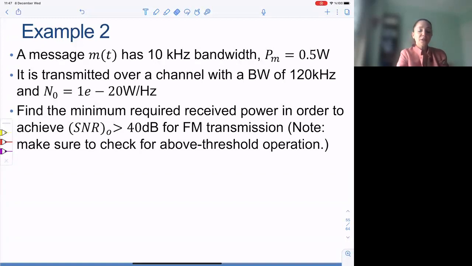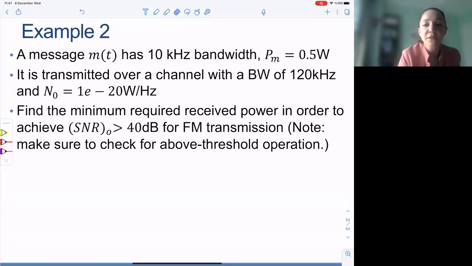All right. So the question asks, what is the minimum received power in order to achieve an output SNR of 40 dB or more with FM transmission? So how do we approach this problem? Okay, so I would like to hear from you. What do you think when you see this problem?